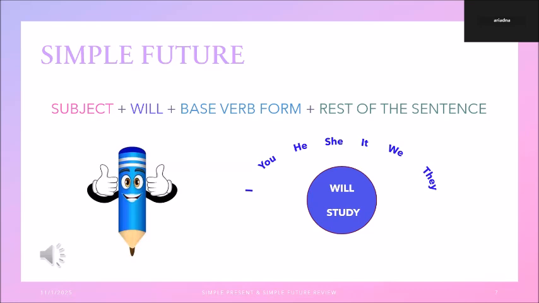The simple future tense is composed of these parts: subject plus will plus the base form plus the rest of the sentence. For example, I will study, you will study, he will study, she will study, it will study, we will study, they will study.